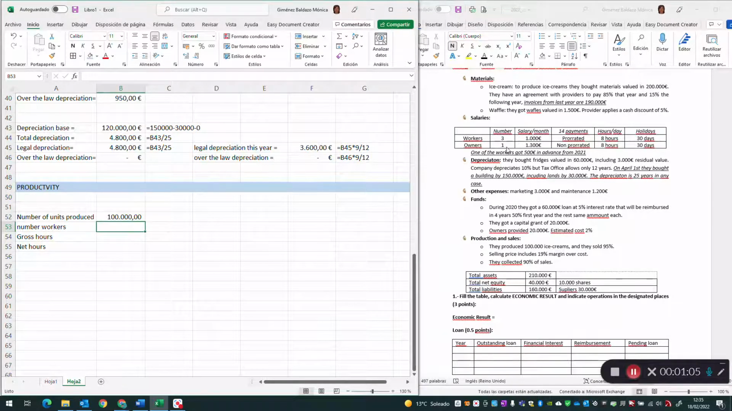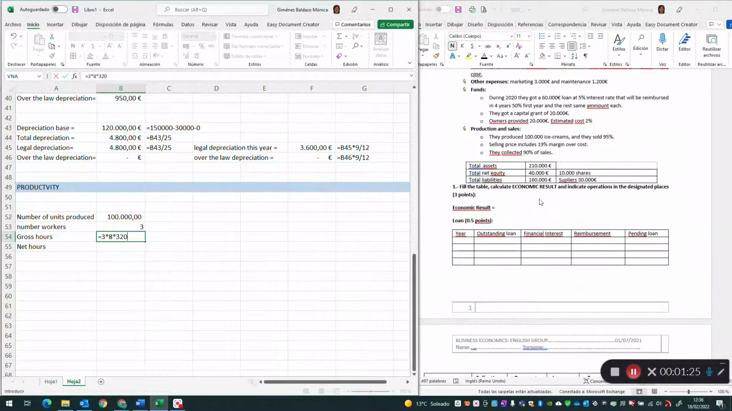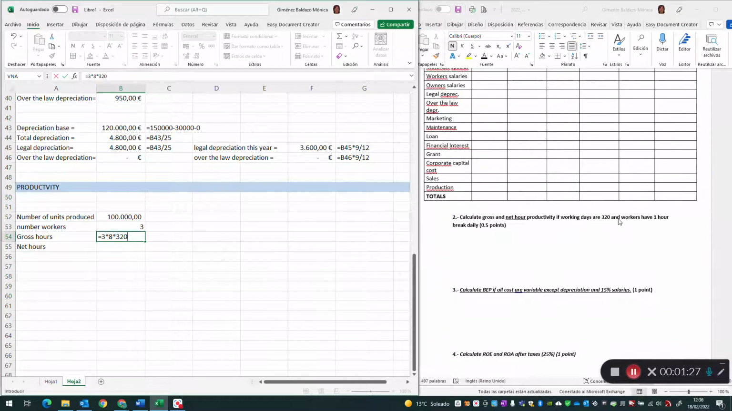So the owner, we don't take him or her into account. It's going to be only 3. Now let's move on for the hours, the gross hours. So we have 3 people working 8 hours per day, during 320 labor days, because this is the information we get here. Working days, 320. And this is going to be gross hours.